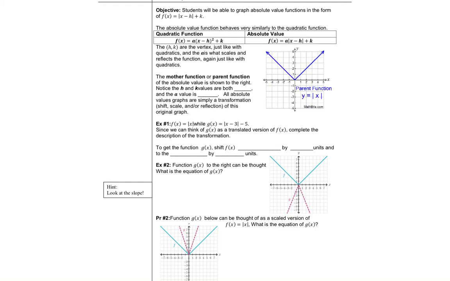All right, 1.2, graphs of absolute value functions. Objective: students will be able to graph absolute value functions in the form of the absolute value of x minus h plus k. All right, a couple things to review.